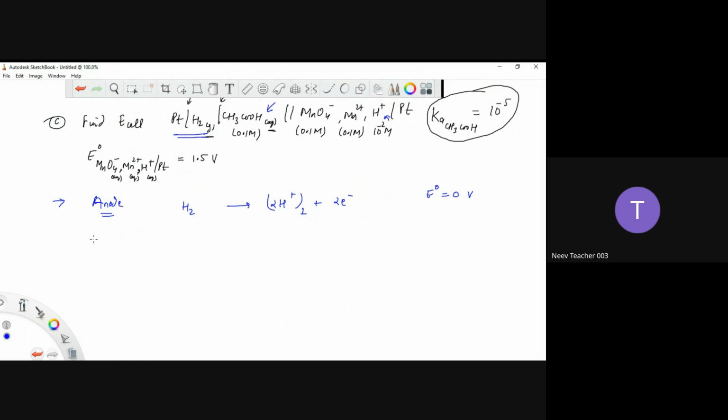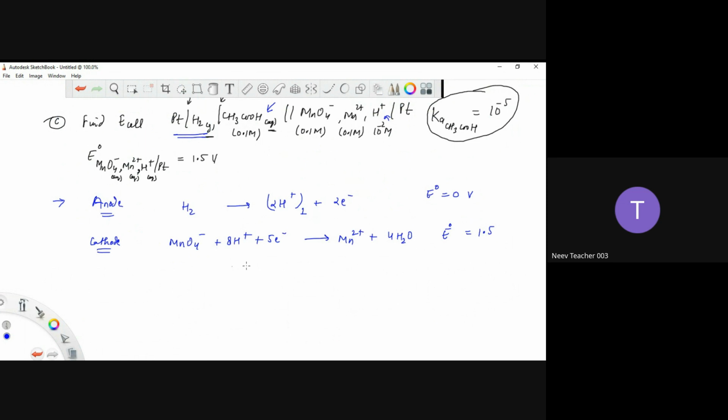Then for the cathode, we have written this MnO4 minus, Mn2 plus electrode previously. So I'm just writing directly MnO4 minus plus 8H plus plus 5 electrons, giving you Mn2 plus and 4H2O. And for this, E naught is given to you, right? Which is 1.5, right?